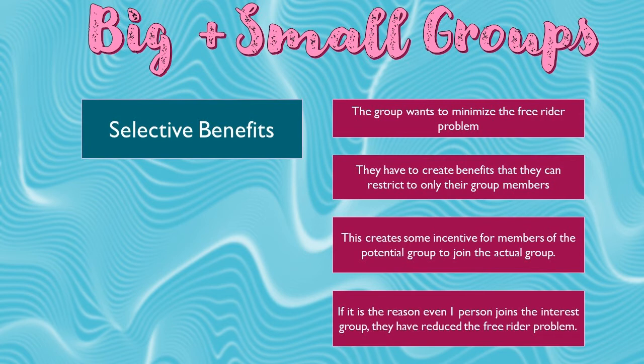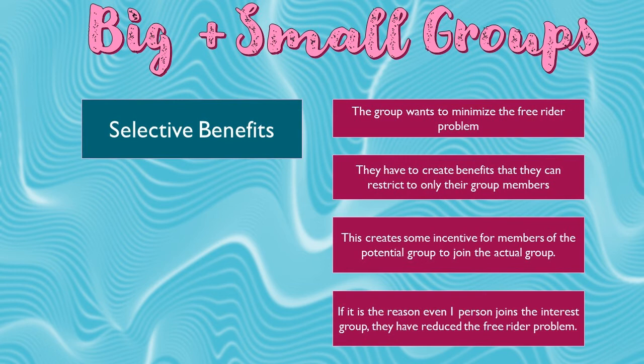So what a lot of interest groups do is create what we call selective benefits, which means that these are benefits that they can restrict to only members of the actual group. This serves as an incentive for members of the actual group, and it serves as an incentive for people in the potential group to decide to join the actual group. It means these people will see there's something they can get if they join the group when otherwise they wouldn't have.